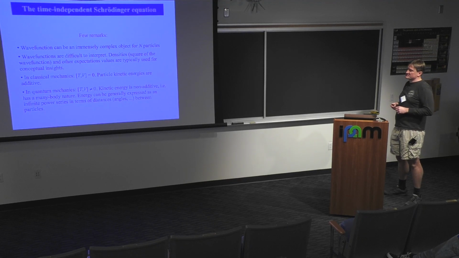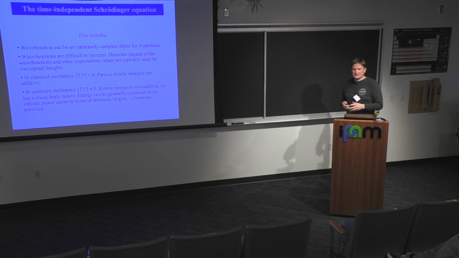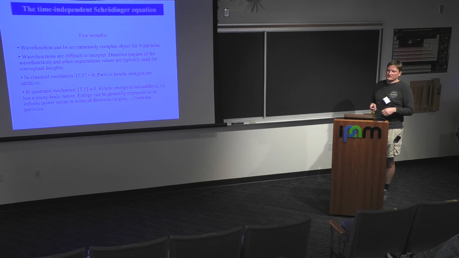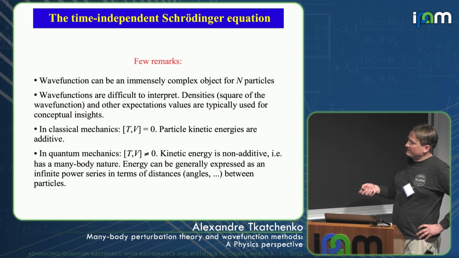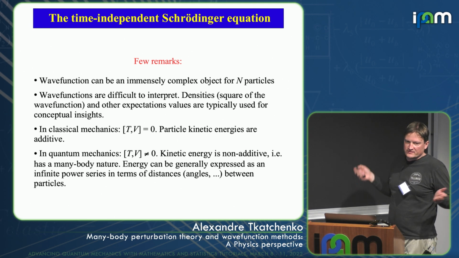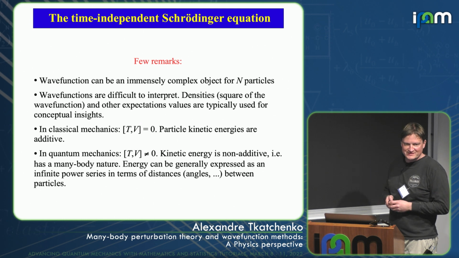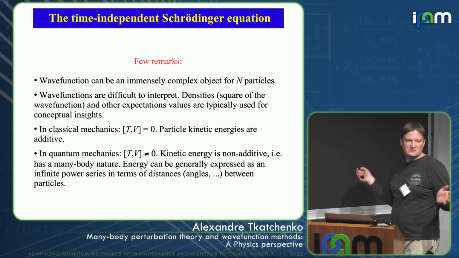Now, a few remarks about this. Wave functions, of course, are immensely complex objects. Once again, if you have n nuclei and m electrons, you have 3 times (n plus m) degrees of freedom. And so expanding these wave functions is very difficult. Wave functions are also difficult to interpret for anything beyond one or perhaps two particle systems, and hence we typically use coarse-grained representations like densities, so the square of the wave function, or other expectation values, right? Like, we can compute dipole moments, polarizabilities, and so on and so forth, and they all give us a bit different information on our quantum mechanical systems.